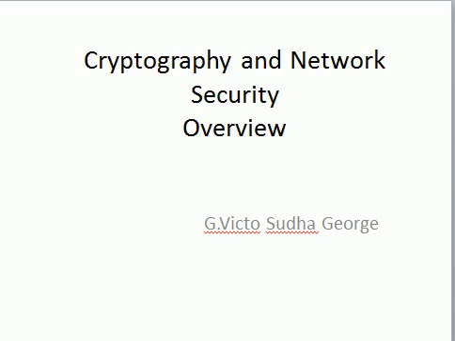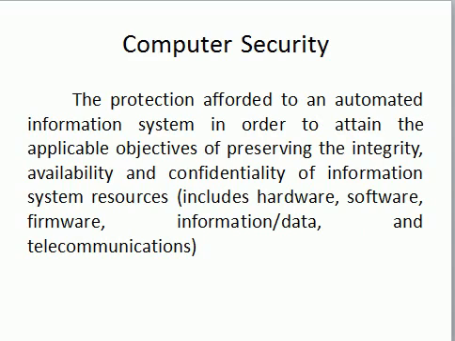Today we are going to talk about the topic Overview of Cryptography and Network Security. To start with, what is actually computer security? It is the protection afforded to an automated information system in order to attain the applicable objectives of preserving the integrity, availability and confidentiality of information system resources.